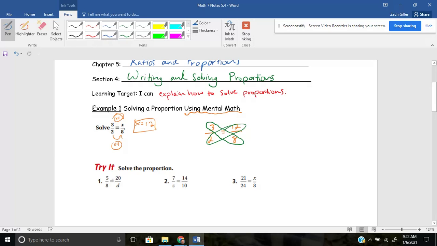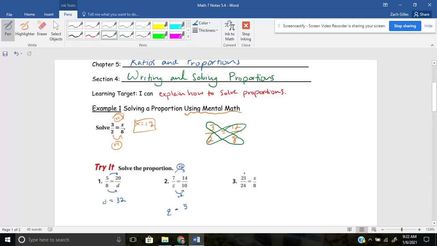Right, 5 times 4 is 20, so 8 times 4, you should get 32. The next one, 7 times 2 is 14. So what number times 2 would give us 10? Well, that would be 5.